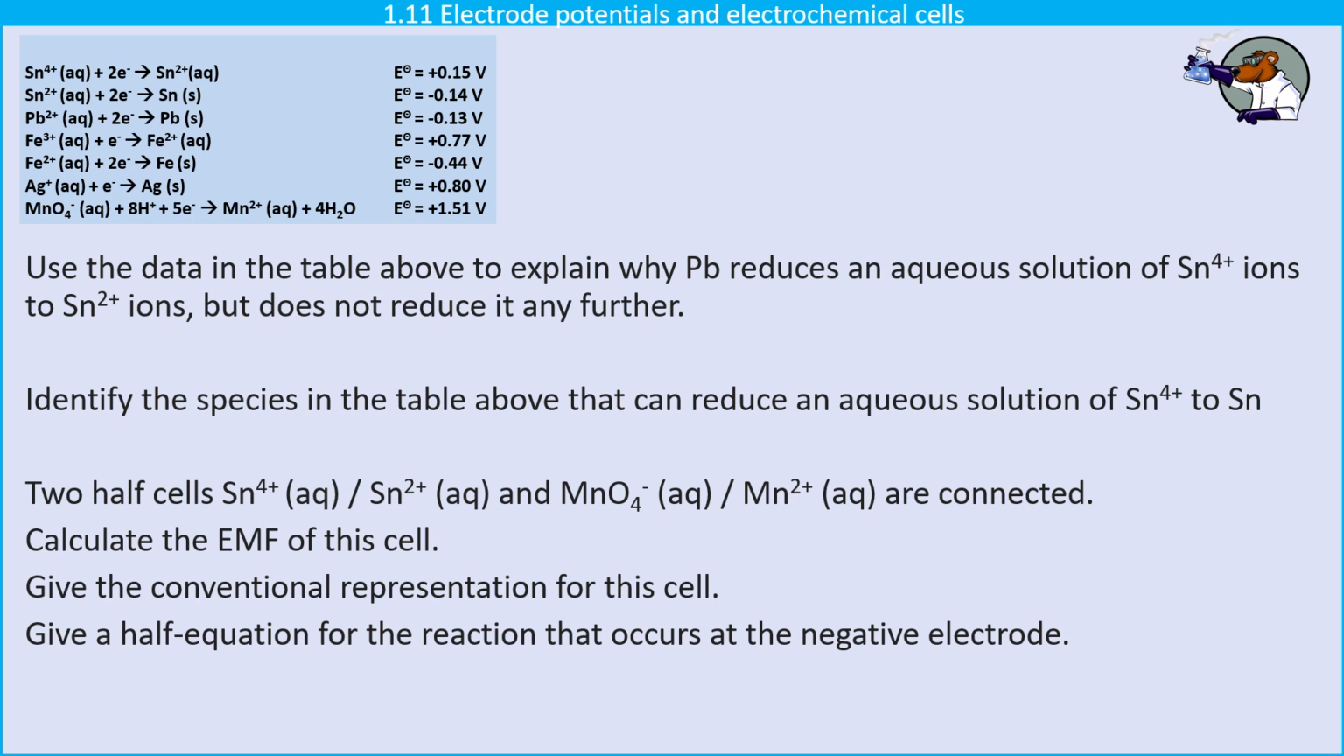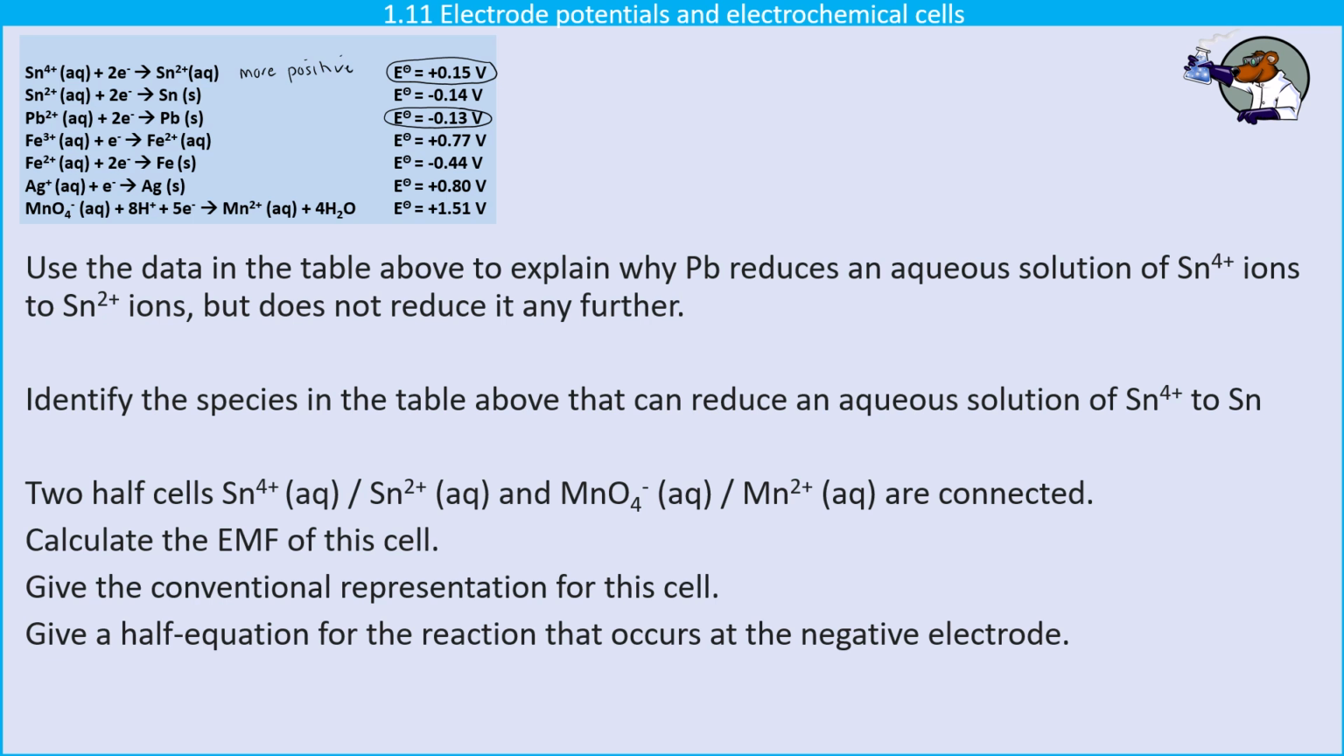So firstly, we're going to need to look at the data in the table. And we can see here that we've got positive 0.15 for the reduction potential for tin 4+, and then negative 0.13 for lead 2+. So what a lot of students would say to me at that point is, okay, so I can see that lead has got the more negative reduction potential, therefore that equation is the one that's going to flip over and go in the opposite direction. And their understanding is absolutely bang on, but unfortunately we can't write it quite like that in the exam.